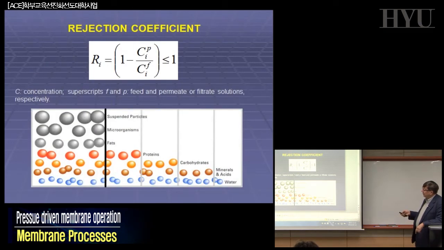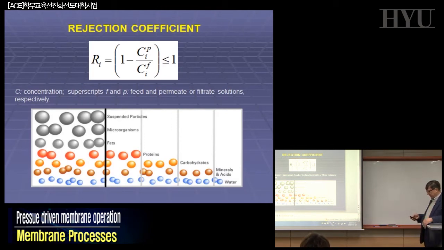Again, remember the rejection coefficient is the term we are using, and the rejection coefficient has to be equal to, or eventually a little bit lower than, 1. It is given by the concentration of the species you want to separate in the feed minus the concentration in the permeate, divided by the concentration in the feed.